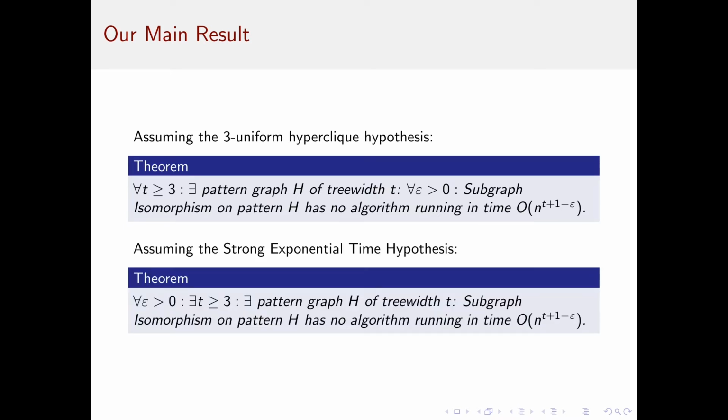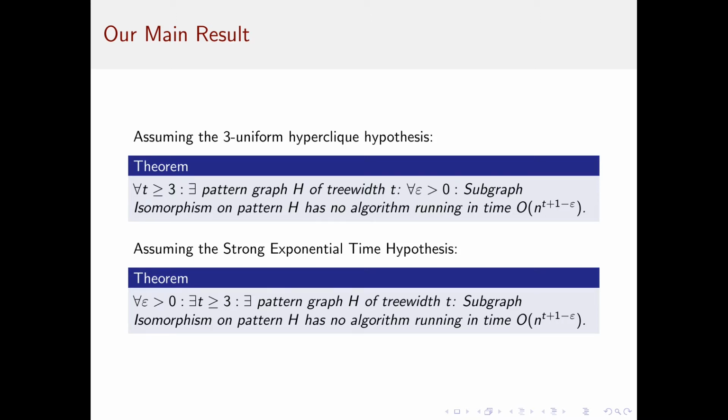And now for the second statement, assuming the strong exponential time hypothesis, we can show that for all ε greater than 0, there exists a t which is at least 3, and a pattern graph H of treewidth t such that subgraph isomorphism on that pattern graph cannot be solved in time O(n^(t+1-ε)). What this means is that as the treewidth gets larger and larger, we get closer and closer to a required running time of O(n^(t+1)).